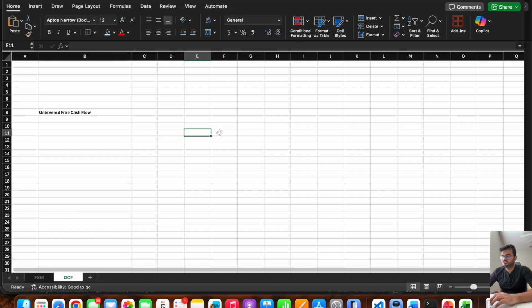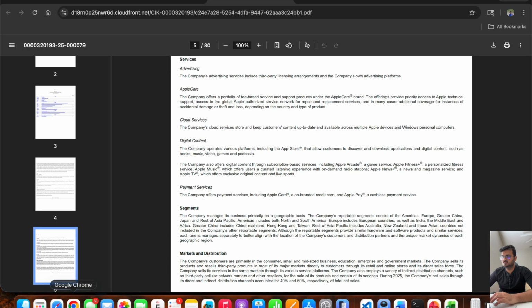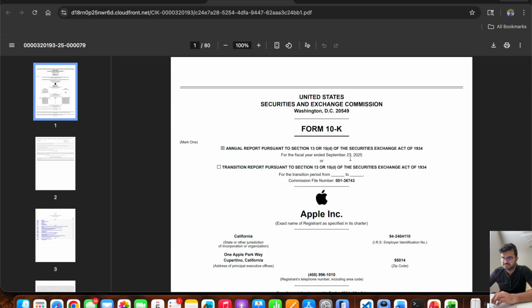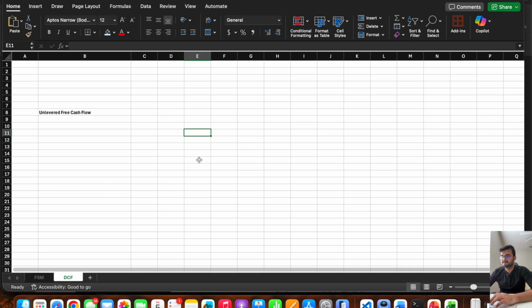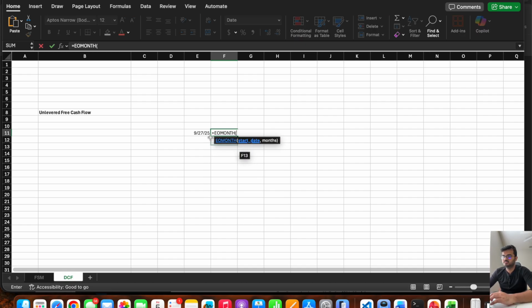Maybe I will just put in the dates. So let me quickly see this date. When was the most recent 10K published? It is September 27, 2025. This is the date on which Apple published their most recent 10K. Then, as you know, Apple ends its financial year at the end of September. So the next financial year will be 2026, and to do it efficiently, I will use the end of month function.